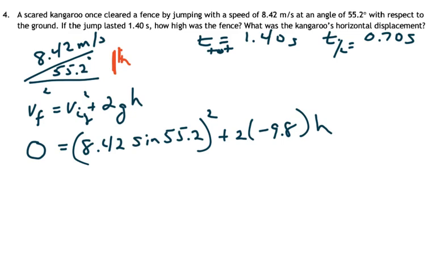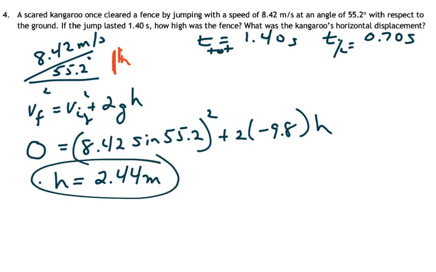So you end up with, you solve for h, and you get that the height of the fence is 2.44 meters. It says, what was the kangaroo's horizontal displacement? So this is why you need to know the total time. I guess we didn't need the halfway time.